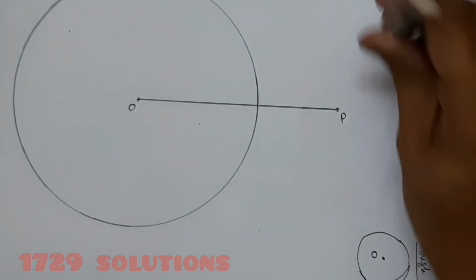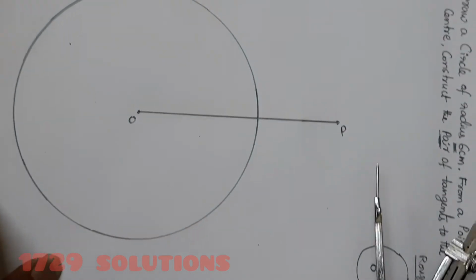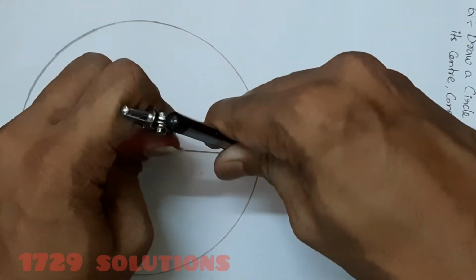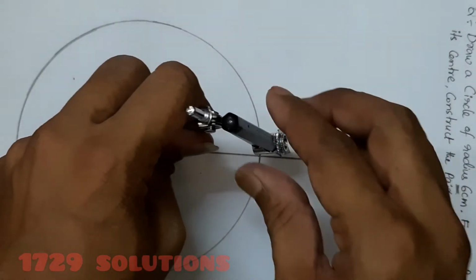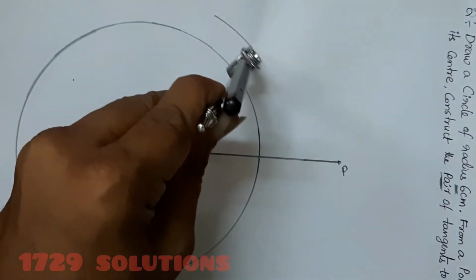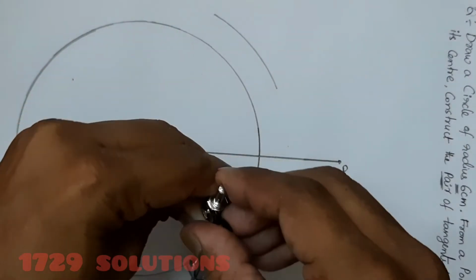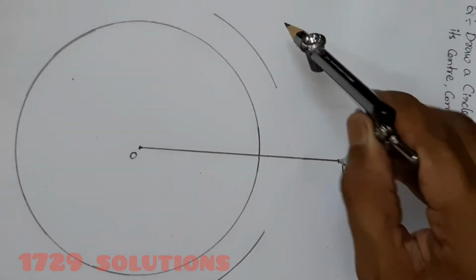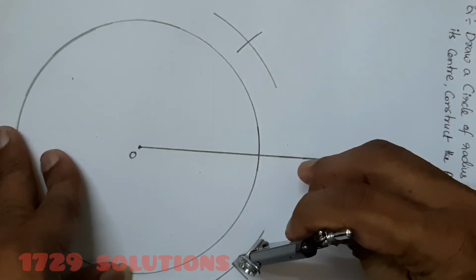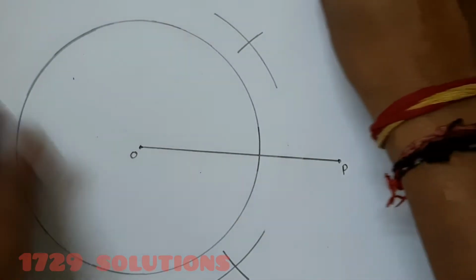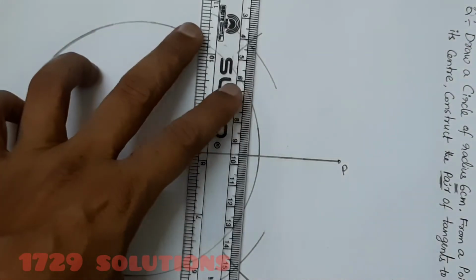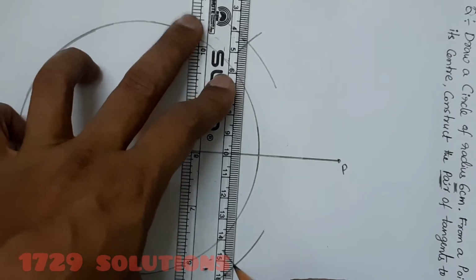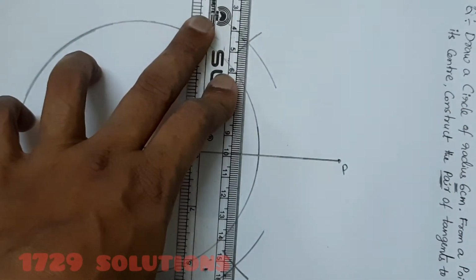Now this OP length is 10 centimeters. Now the next step, we need to draw a perpendicular bisector of OP. You know very well how to draw a perpendicular bisector of any line segment. So you take a radius more than half of OP, meaning OP length is 10 centimeters, half means 5, more than 5. You can take 6 centimeters and draw two arcs, then join these two arcs, you will get a line which is called the perpendicular bisector of OP.